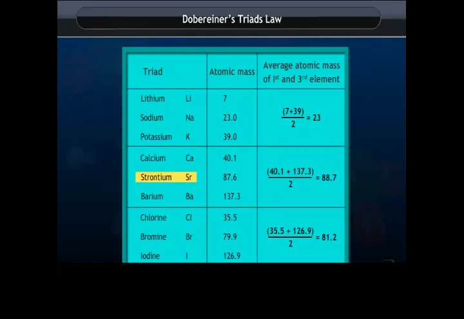Similarly, strontium has approximately the average mass of calcium and barium, that is 88.7. Bromine has approximately the average mass of chlorine and iodine, that is 79.9.